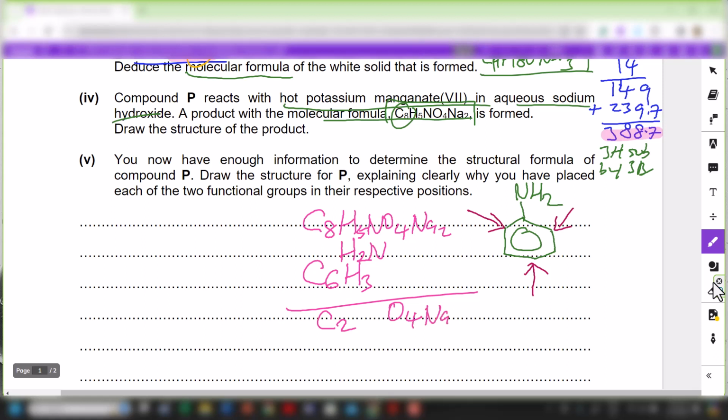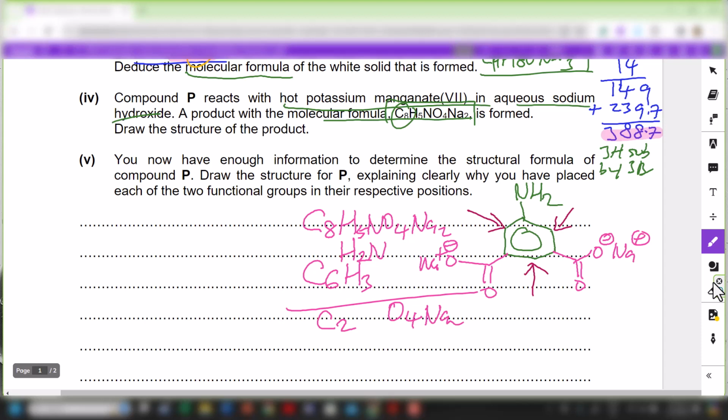and 2 sodium. Yeah, so therefore over here now I can conclude that this is likely to be the carboxylate salt. So COO minus Na plus, and then COO minus Na plus. Okay, so this will be the answer I'm going to give for part 4.